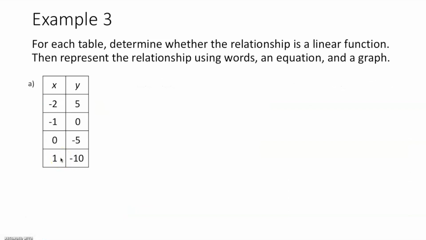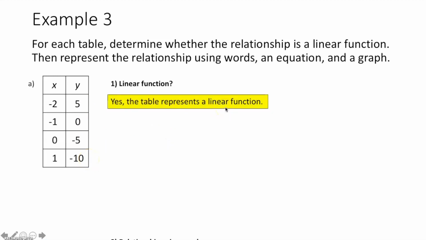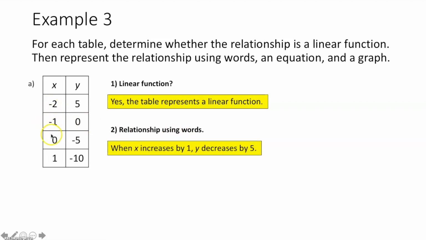So example 3, let's jump right into it. Doing the same thing. First, is it a linear function? Well, let's check. X is increasing by 1 every time. Y is decreasing by 5. And since it's the same amount every time, yes, it is a linear function. Next, what is the relationship using words? So we said as x is increasing by 1, y is decreasing by 5.